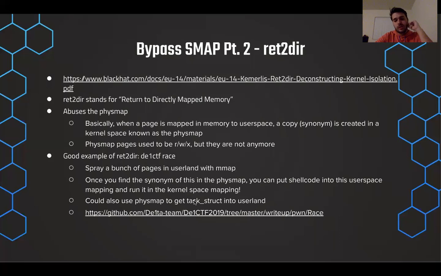You could also get the task struct into userland possibly and get leaks from that due to this physmap. So there's a lot of things you could do here. However, it's no longer read, write, execute. So you can't just execute the physmap pages anymore from kernel level. So that's not really a thing anymore, but it was very interesting.